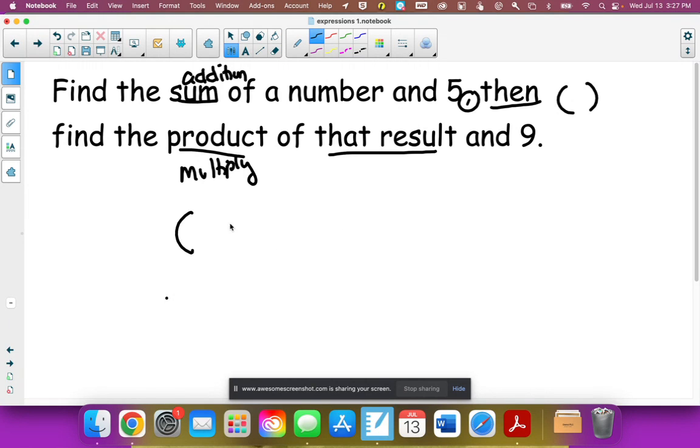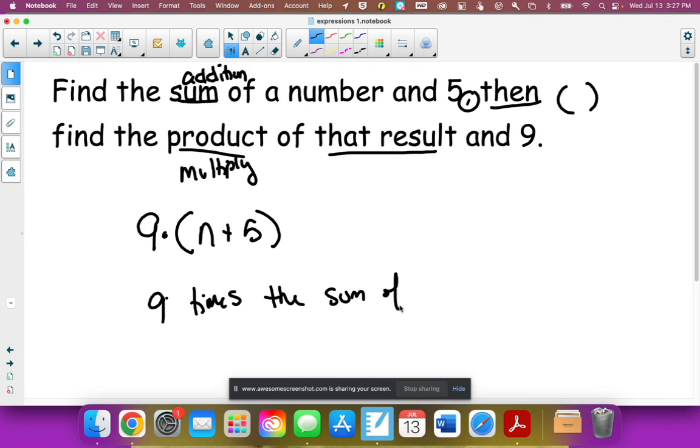So the sum of a number and 5, and then find the product of that and 9. Again, different ways to write it. If you were going to write this yourself, you could also say 9 times the sum of a number and 5.